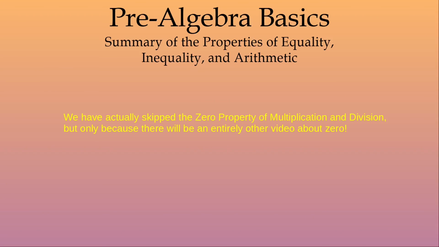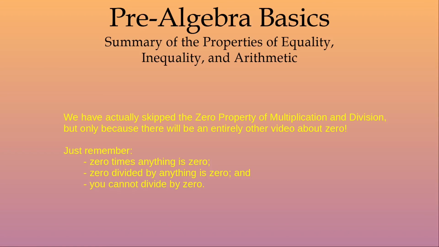We've actually skipped the 0 property of multiplication and division, but only because there will be an entirely other video about the 0. Just remember, 0 times anything is 0, 0 divided by anything is 0, and you cannot divide by 0. So if you have 0 divided by 4, that's 0. If you have 4 divided by 0, you broke math.